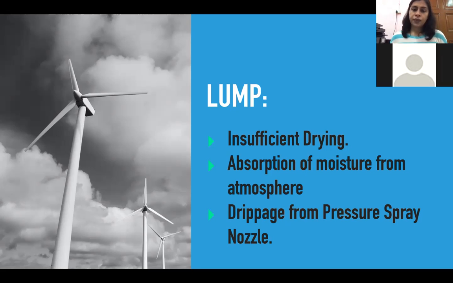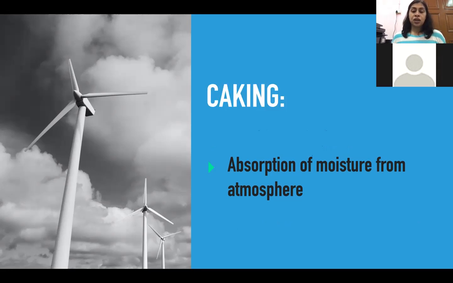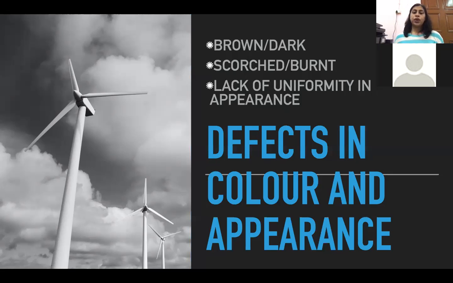Then comes caking. Caking is usually caused by absorption of moisture from the atmosphere. You know the reason for caking? High relative humidity in the atmosphere. And the only way of avoiding caking is proper packaging of the product in an airtight method. Clear? Okay.